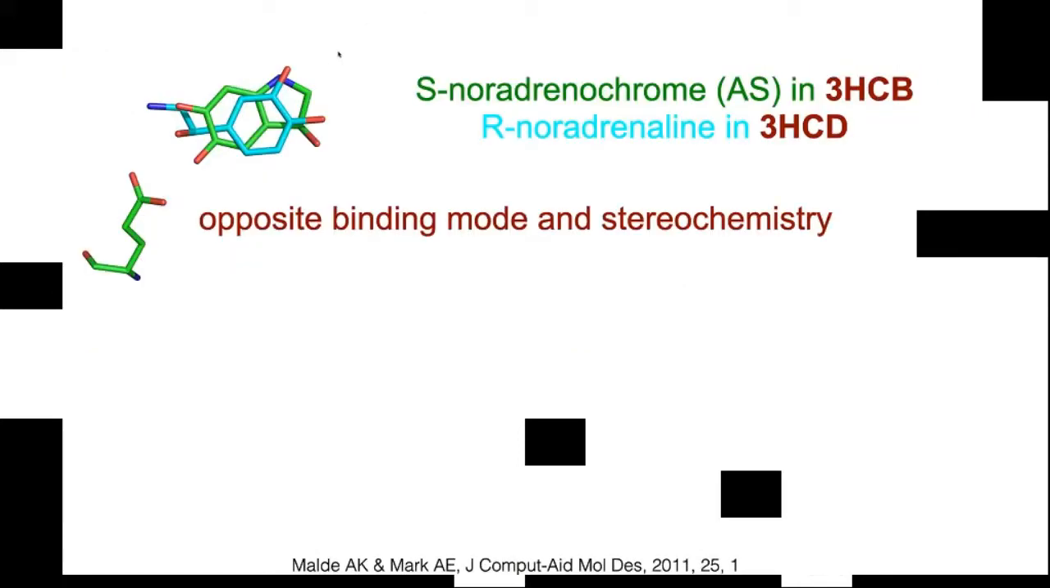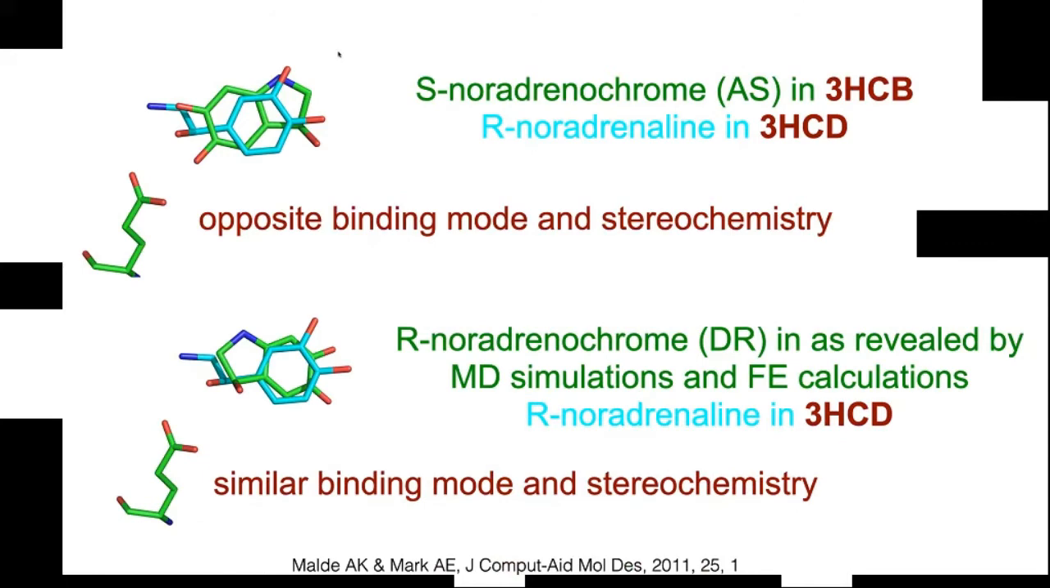This is what was originally reported: that the inhibitor has an opposite stereochemistry and opposite binding mode. But when we did the MD simulations and free energy calculations, we found that the inhibitor actually has the same stereochemistry and the same binding mode. So this again demonstrates another example where the binding mode we see from the X-ray crystal structure at a given resolution is not reflecting what it would be.